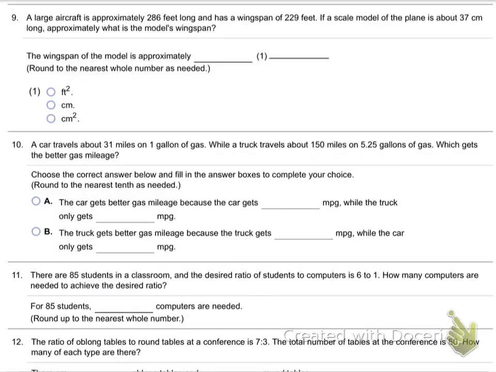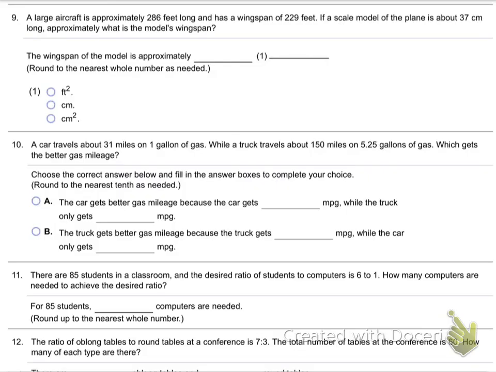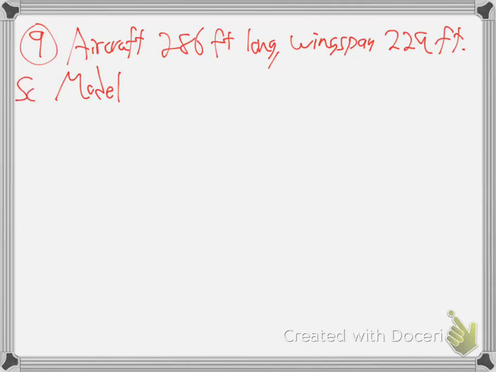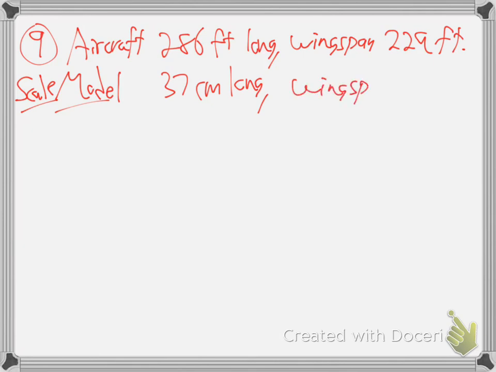All right. Let's keep number 9. Here, I can write it bigger for you. Number 9 says, large aircraft, 286 feet long, wingspan 229 feet. Scale model, 37 centimeters long. A model of the thing, a little bitty model. So a scale model is 37 centimeters long. Probably want to know how long the wingspan is. And what is the wingspan for the model?